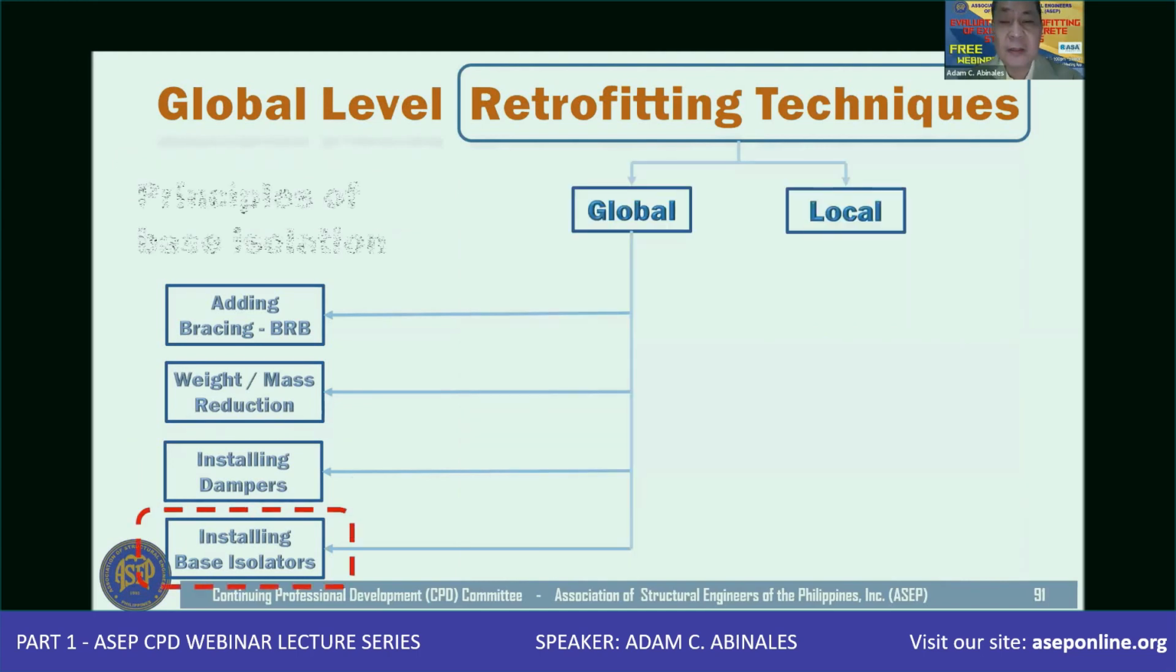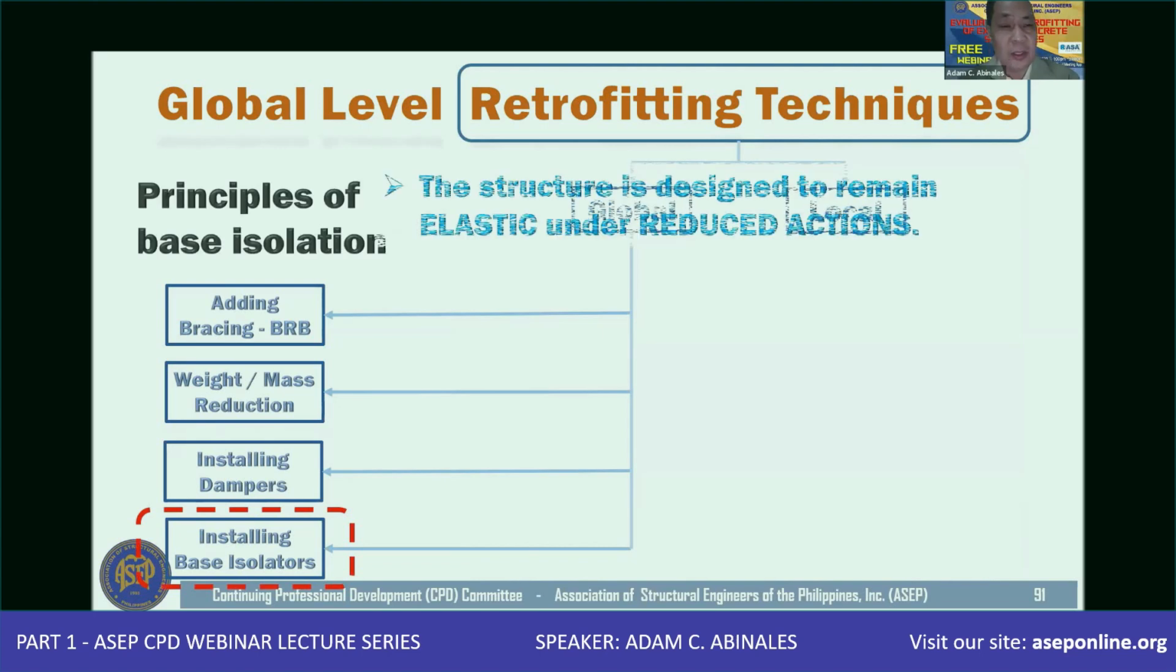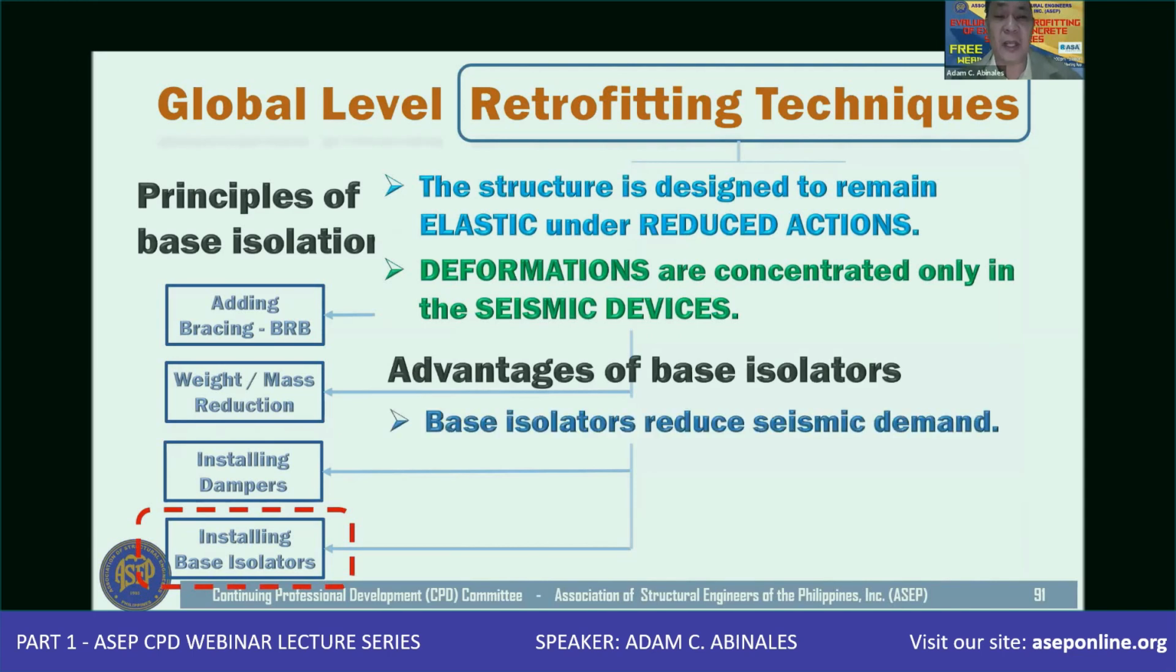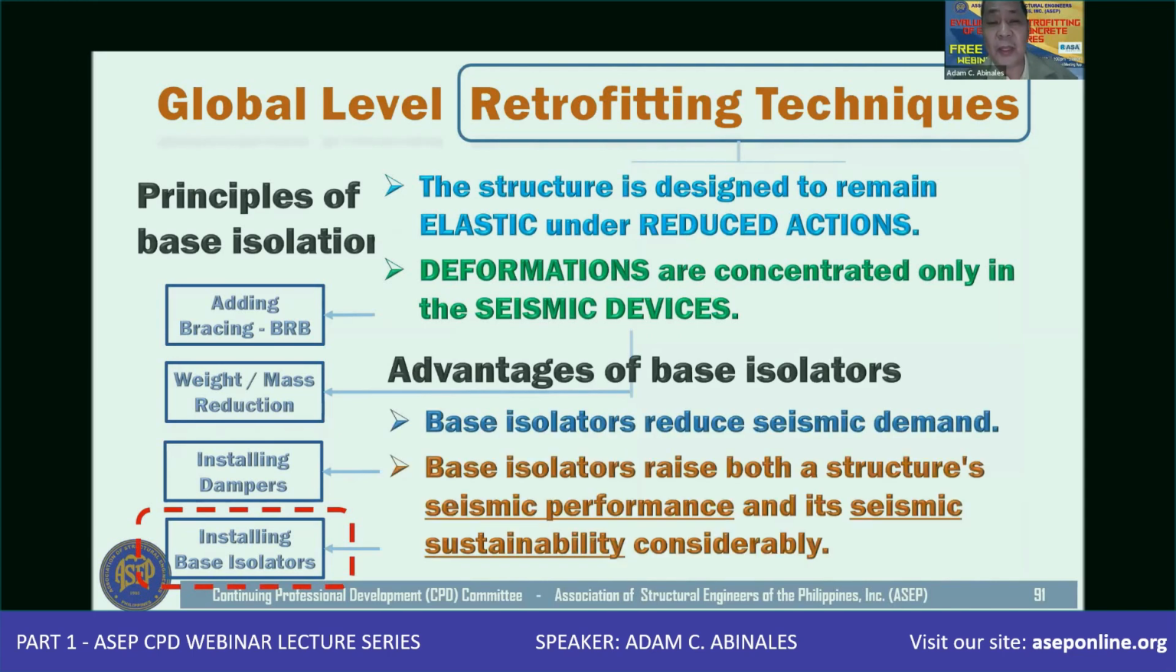Now, let me talk about isolators. I'm almost on the last part of my presentation. The principle of base isolation is that the structure is designed to remain elastic under reduced actions. The deformations are concentrated only in the seismic devices, and I'm referring to the base isolators. What are the advantages? Base isolators reduce seismic demand. They raise both a structure's seismic performance and its seismic sustainability considerably.